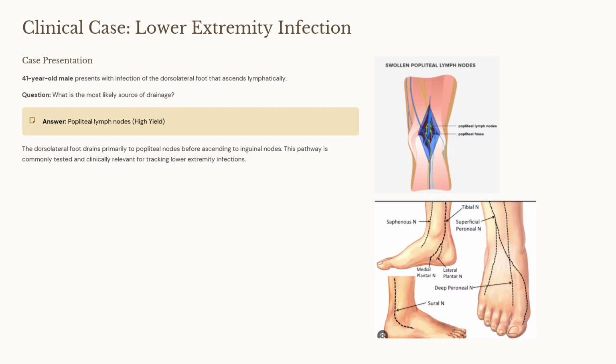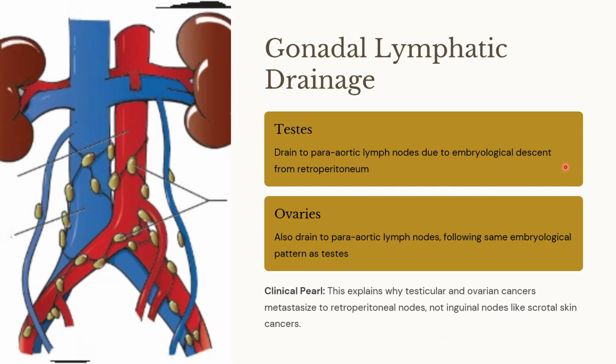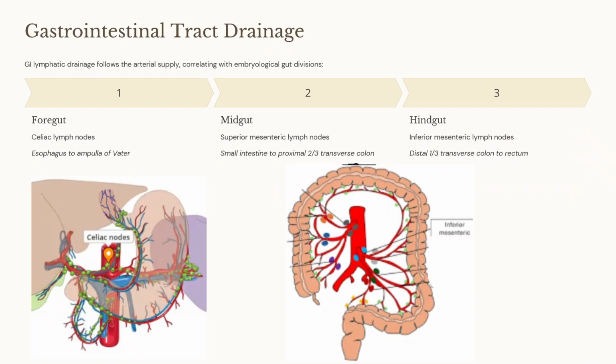Now let's move upward to the gonads, which follow a very different drainage pathway. The gonads drain to the para-aortic lymph nodes because they descend embryologically from the retroperitoneum. That is why testicular or ovarian cancers metastasize to the retroperitoneal nodes, not to the superficial inguinal nodes. In contrast, the scrotal skin drains to the inguinal nodes.